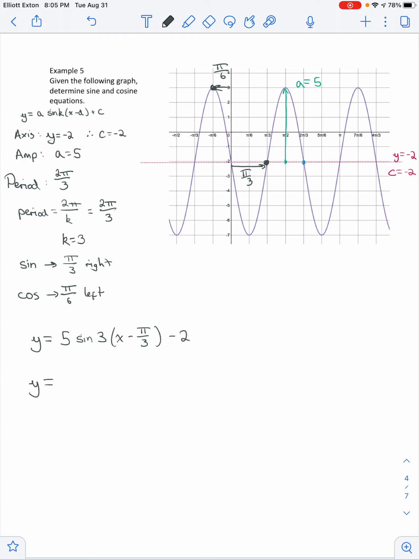And now we can do cos. Remembering cos functions are the same as sine functions, just the phase shift is different. So 5 cos of 3 times x, and then this time it was pi over 6 to the left, so that's plus pi over 6. Subtract 2. And there we go. We are done with two different equations to show the same function, but one is sine and one is cos.